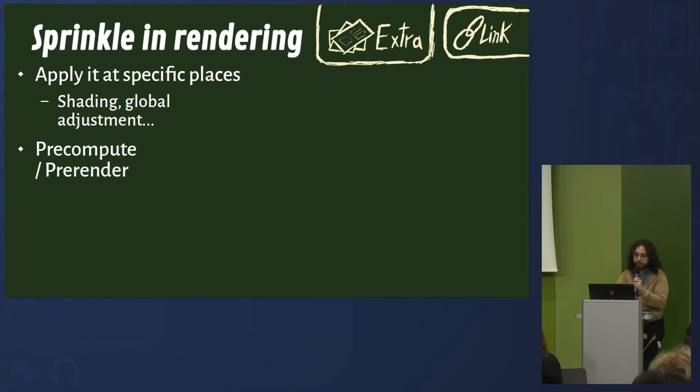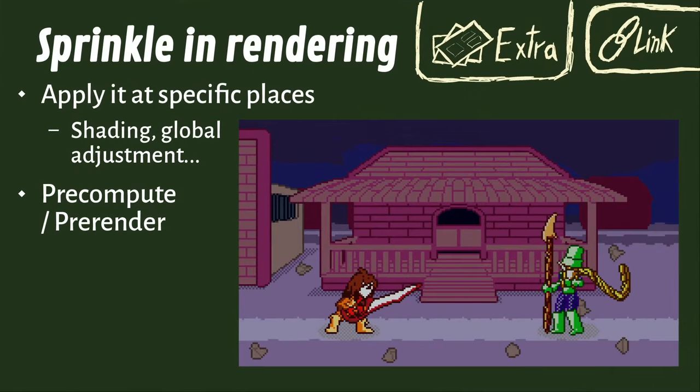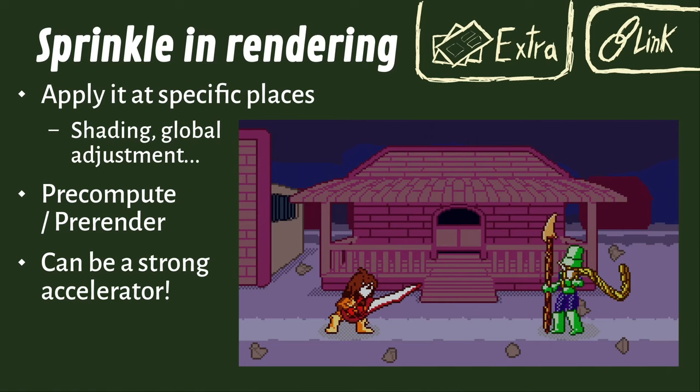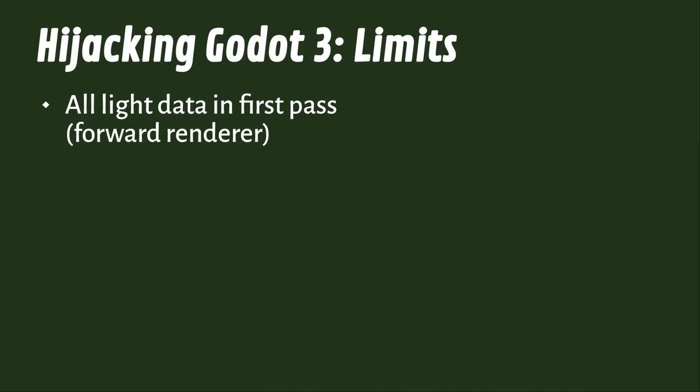You could also pre-compute or pre-render some parts. For instance, it's what I do here with the Game Boy Color rendering example I made, which was made in 2 hours, actually, the pipeline, and allows me to output sprites that look all right, especially for the time I spent on it. And that way you can accelerate your whole production, even if you use it as a base or as the result. So then, when you hijack Godot 3, you actually need to be clever.